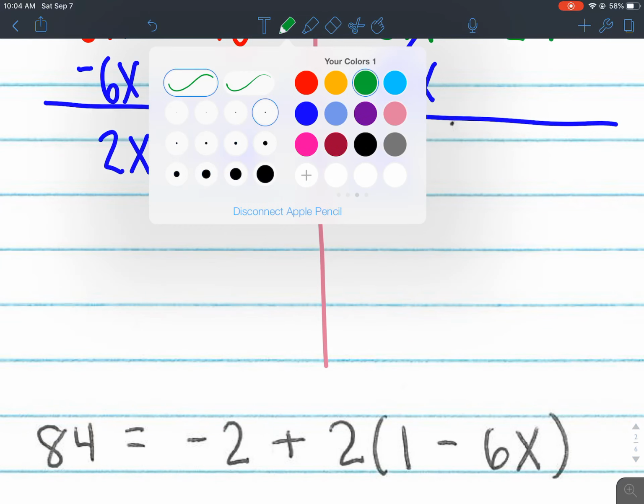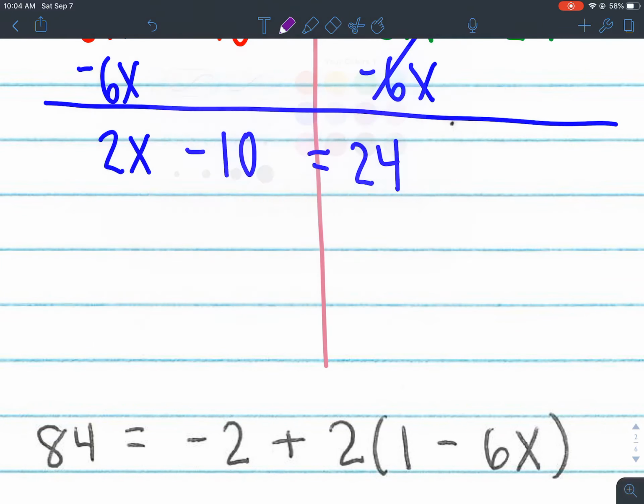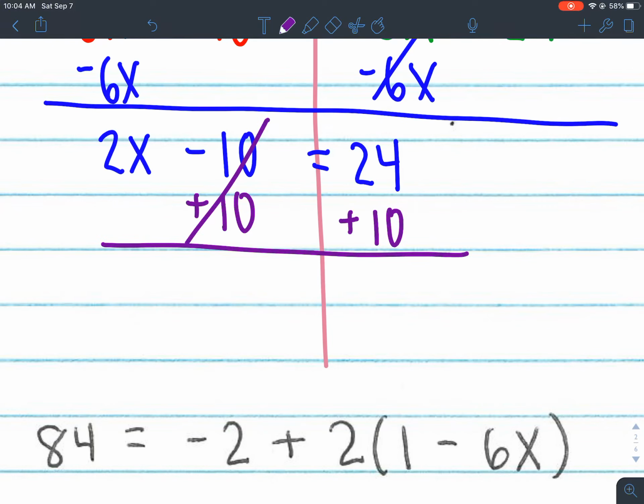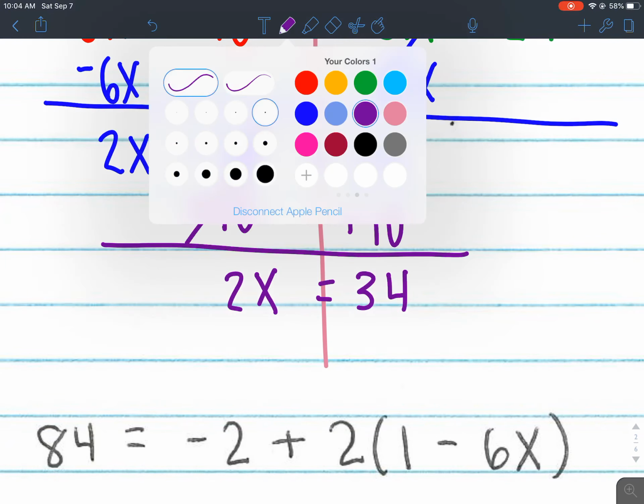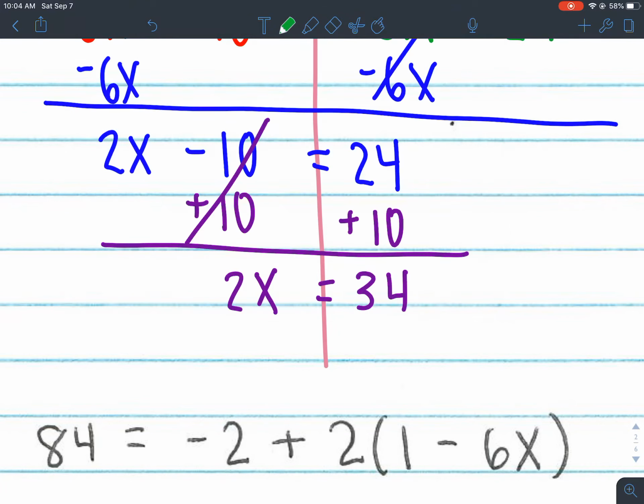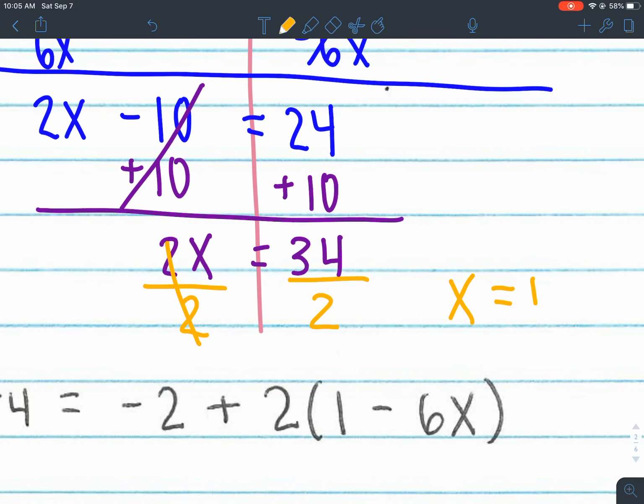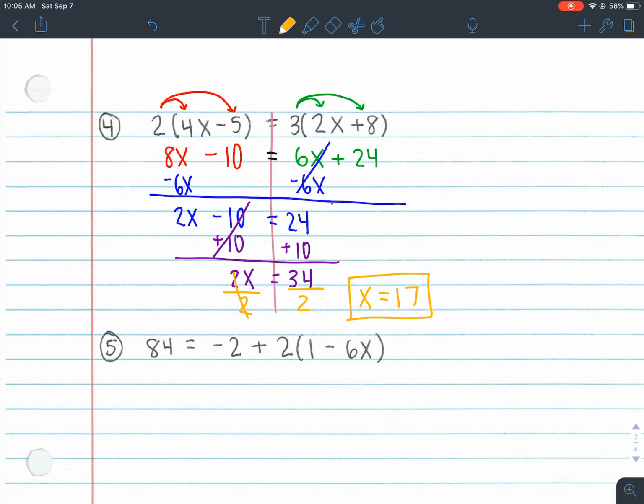Now I'm going to, I need to pick a different color, purple. Now I'm going to move the 10 over, and in order to move it to the other side, I have to add 10 to both sides. That cancels, and I have 2x equals 34. My last step here is to divide both sides by 2, and then I have x equals 17, because 34 divided by 2 is 17.